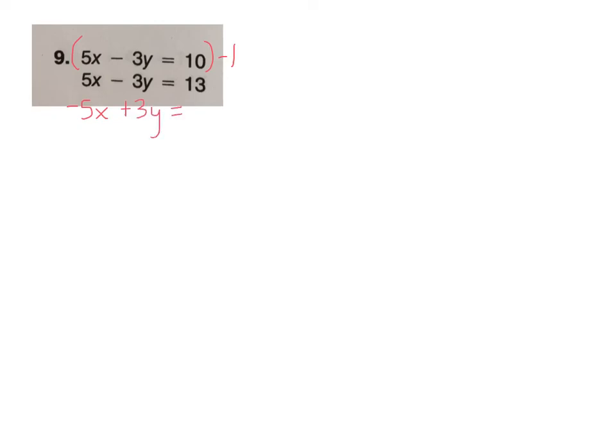Not 10. Negative 10, because you've got negative 1 times 5x gives you negative 5x. Okay? You've got negative 1 times negative 3 gives you positive 3y. And negative 1 times 10 gives you negative 10, correct? Yes, sir. Now we're going to add them up.